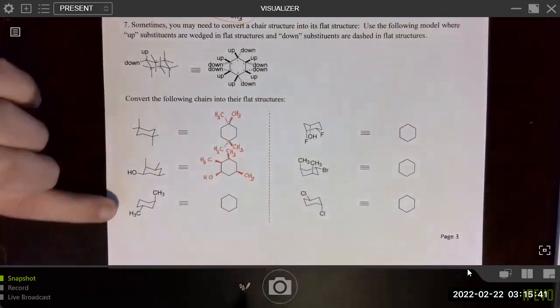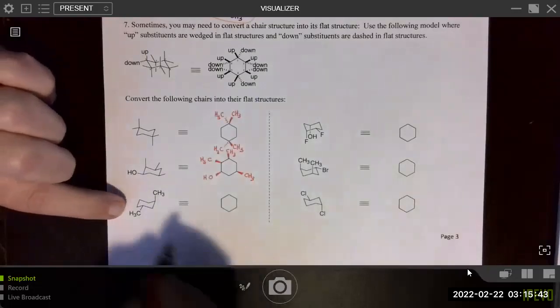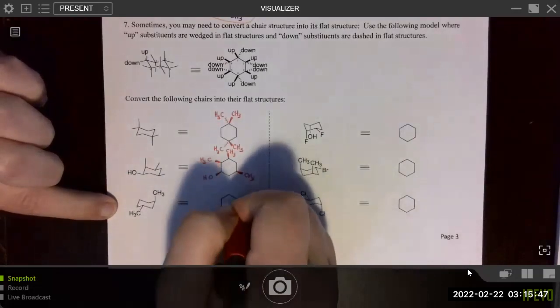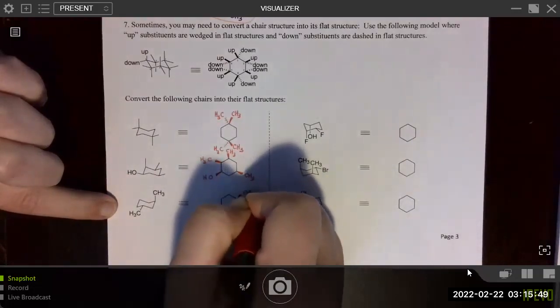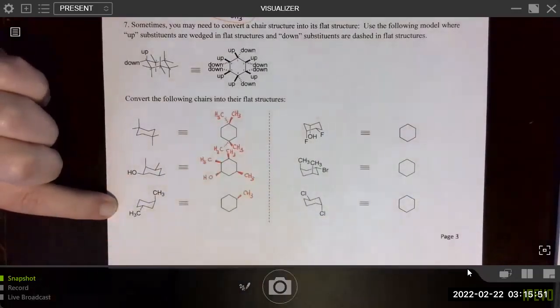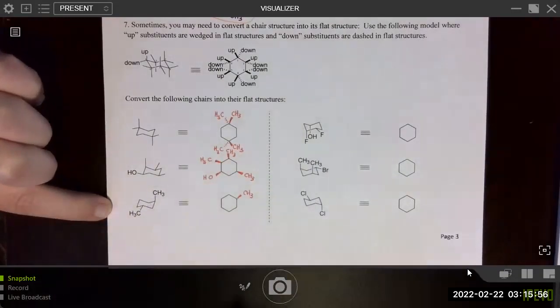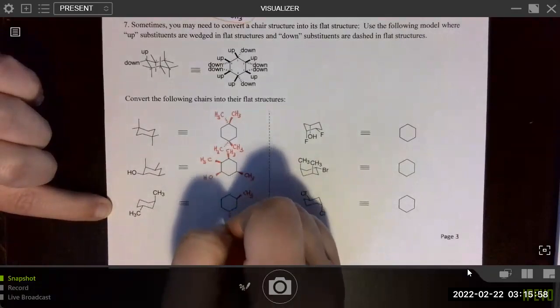Okay, moving right along, we've got a carbon with an up methyl. And again, you can start anywhere. I'm going to choose to start here. I'm going to work my way clockwise. So skip a carbon, go to one that has a down methyl. You just want to place that on a dash.